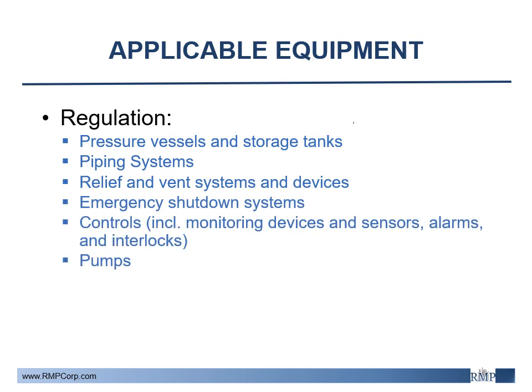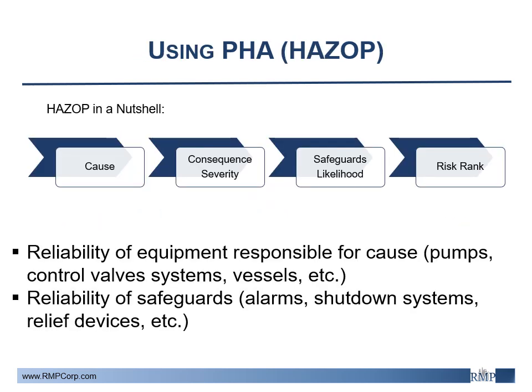Moving on to what kind of equipment we need to include in the MI program, regulation lists the following: pressure vessels and storage tanks, piping systems, relief and vent systems and devices, emergency shutdown systems, controls including monitoring devices, sensors, alarms and interlocks, and pumps. A way to find what equipment may need some more attention from the MI program while interconnecting our RMP-PSM program as a whole is by using the PHA element, specifically using HAZOP methodology.